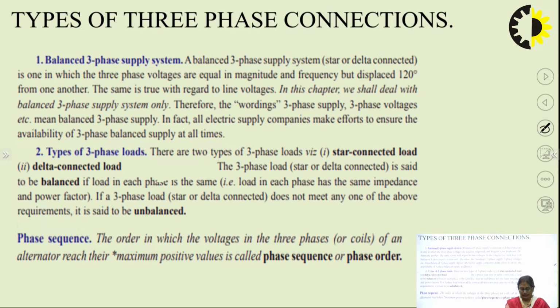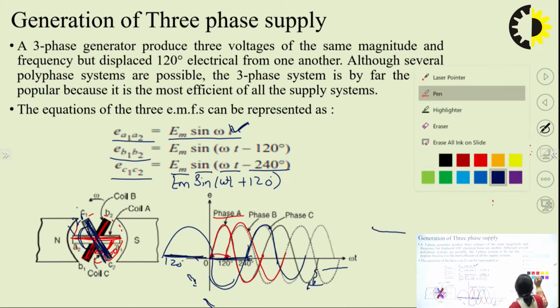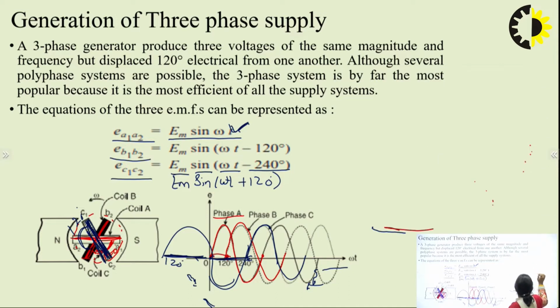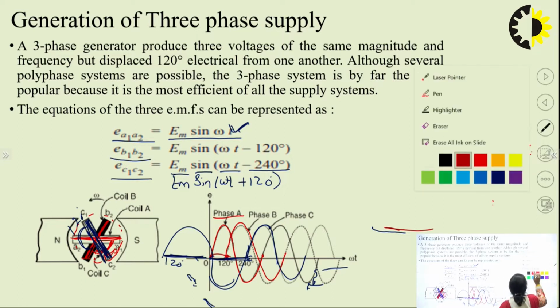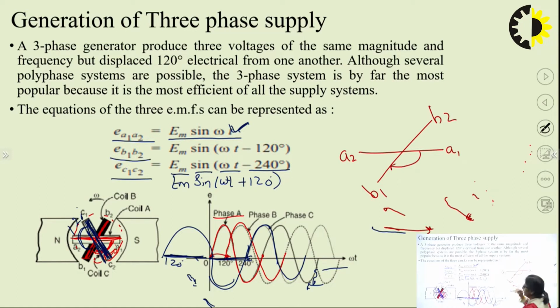Now, we have just seen, in case of generation, we had 3 coils. Say this is our phase, right? What we were writing as A1, A2. This is the first phase, right? The second phase was B1, B2, that was lagging the initial phase by 120 degrees.